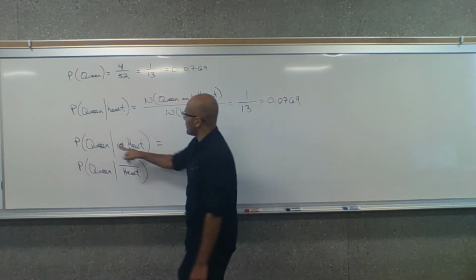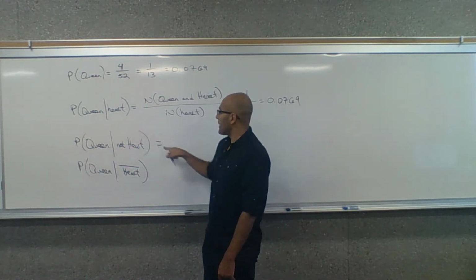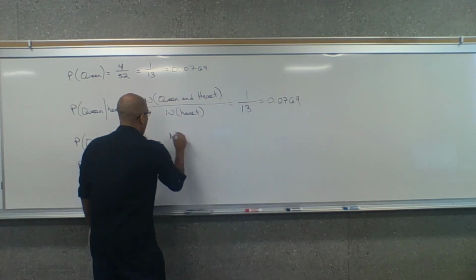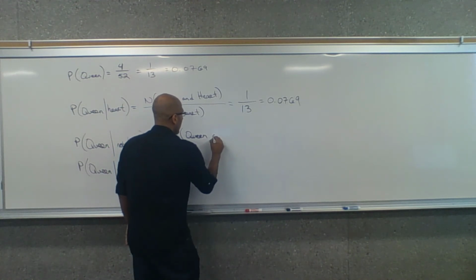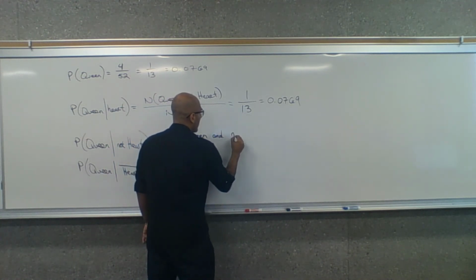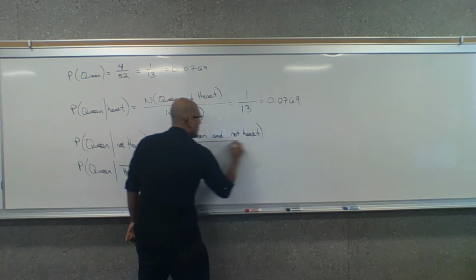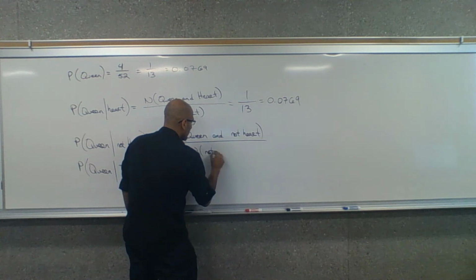So this is equal to the number of ways in which you can have a queen but not a heart, divided by the number of ways in which you can have not a heart. So this would be n of queen and not a heart, divided by the number of ways in which you can have not a heart.